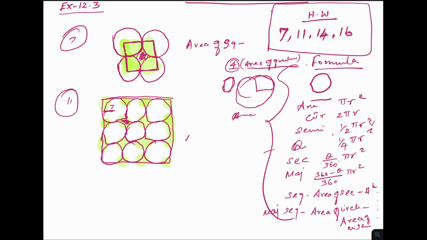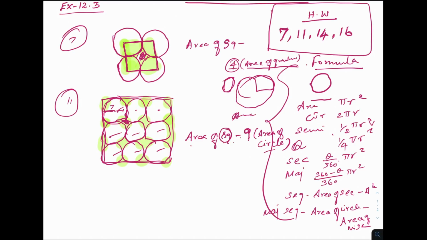How to find the area? Area of square minus 9 into area of circle. How many circles are there? 1, 2, 3, 4, 5, 6, 7, 8, 9 circles are there. So from the square's area we need to subtract 9 circles' area. All are of equal radius. So I have taken area of square minus 9 into area of circle.